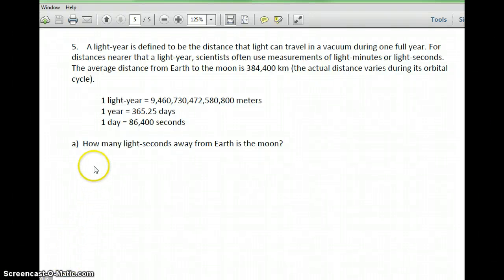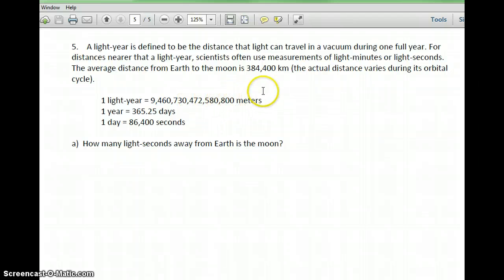In number 5, our goal is to find the distance from the Earth to the Moon in light seconds. What we're given in the problem up here is that the average distance from the Earth to the Moon is 384,400 kilometers. Now all the information that I need is provided in these 3 conversion facts right here. The first one I notice is that 1 light year is equal to this large quantity of meters.